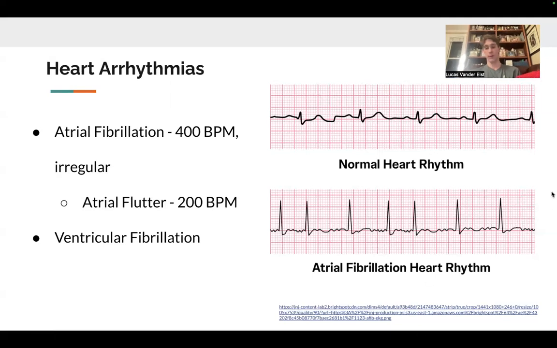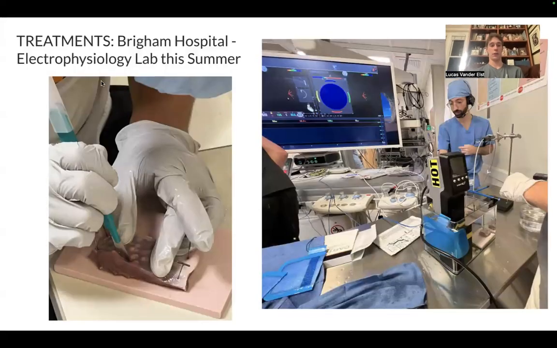Okay, so now I'm going to talk a little bit about treatment. I was fortunate to work this last summer. I worked at the Brigham Hospital for a couple months over the summer in an electrophysiology lab, where I learned all about heart arrhythmia, and I actually performed tests with a catheter and created ablations, and measured the size of those ablations to basically be used in operating room surgery. So here's an example of a bunch of ablations I made with a catheter, and I'm cutting them open with a scalpel to measure them with a ruler.